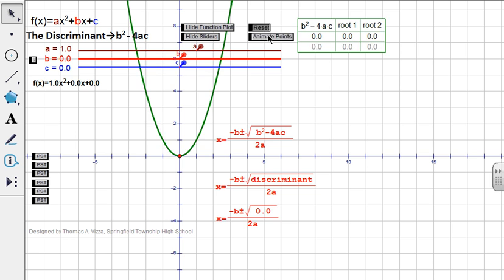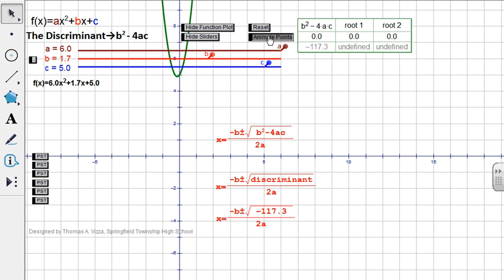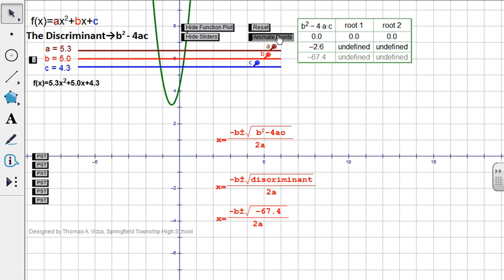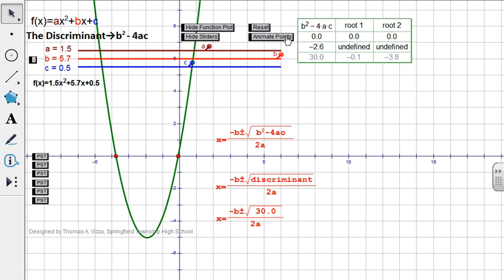So now let's take a look here. If I just animate the sliders, the points for a second, and I'll stop it here, we see that the discriminant is a negative number here. B squared minus 4ac is negative 2.6, and because there are no x-intercepts, the table says both roots are undefined, which means they don't exist. I'm going to animate here again. I'll stop here. We see that b squared minus 4ac here is 30, which is a positive value. And I have two roots.